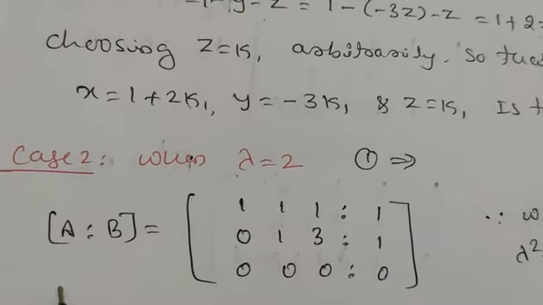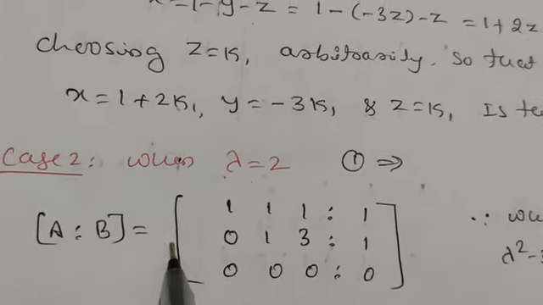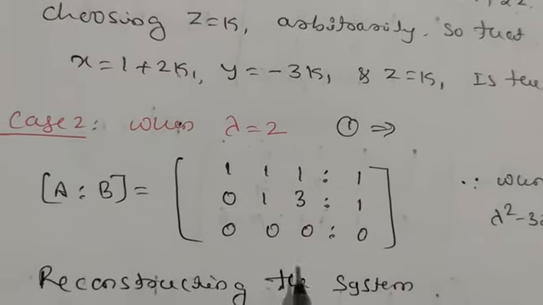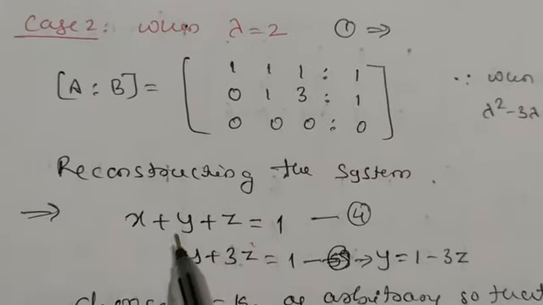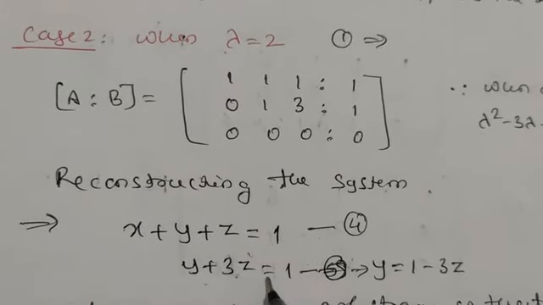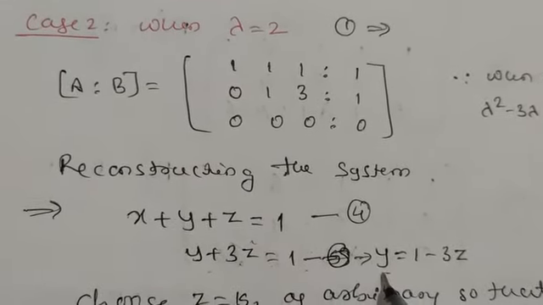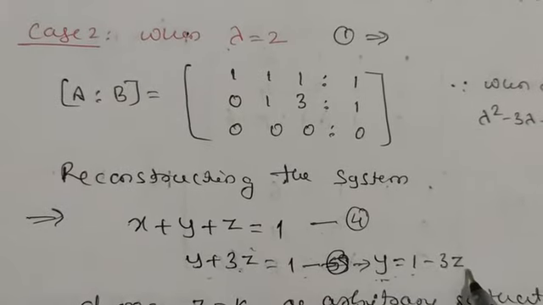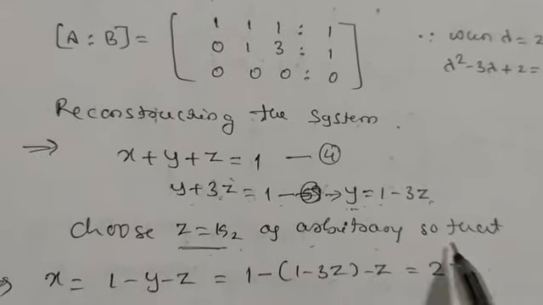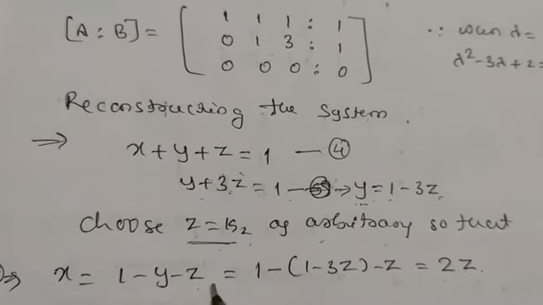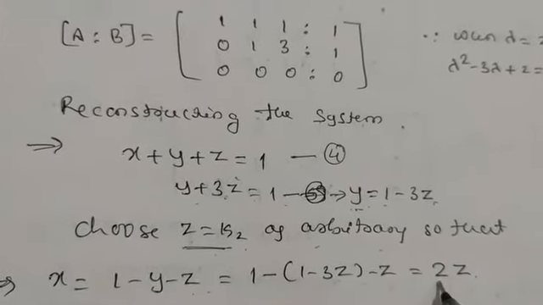Then equation 1 gives A colon B, which is the same again: x plus y plus z equals 1, y plus 3z equals 1. So this implies y equals 1 minus 3z. Here you choose z equals k2 arbitrary, and x equals, same as before, 1 minus y minus z. Simplify this and you will get 2z.